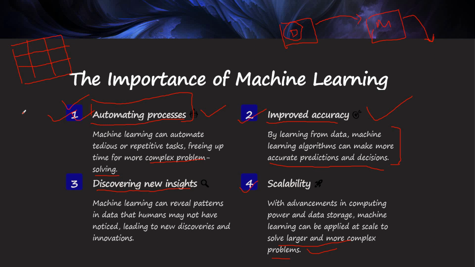So we have algorithms and libraries in machine learning which can solve those kinds of complex problems, which cannot be solved by human beings in a lesser amount of time. So scalability is one of the important aspects of machine learning. I hope this topic is clear to you all.